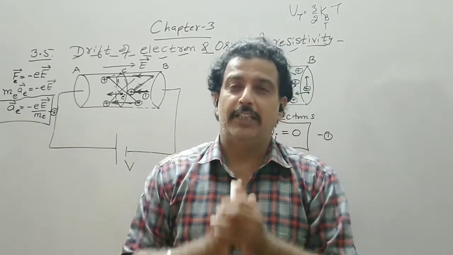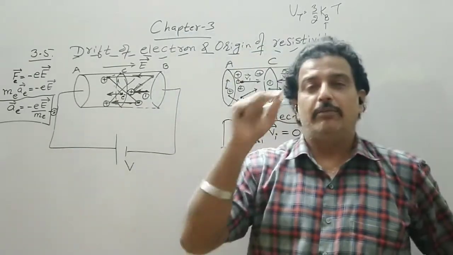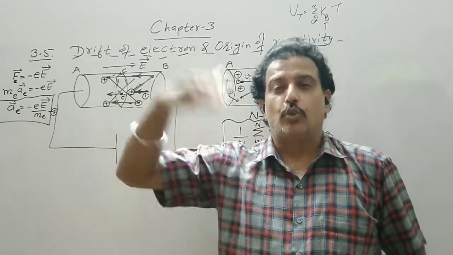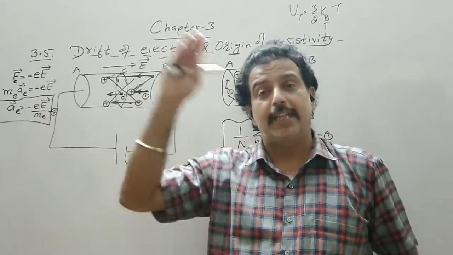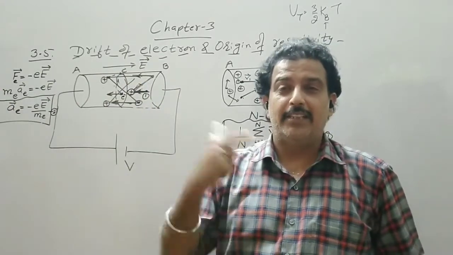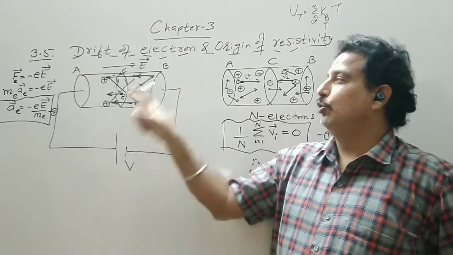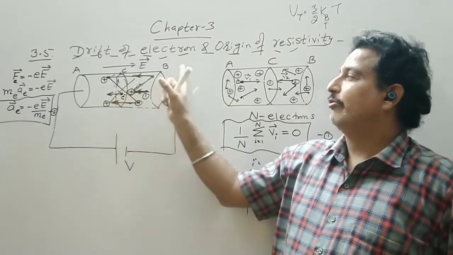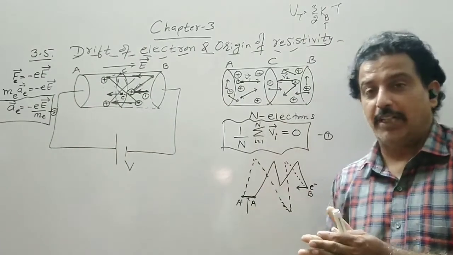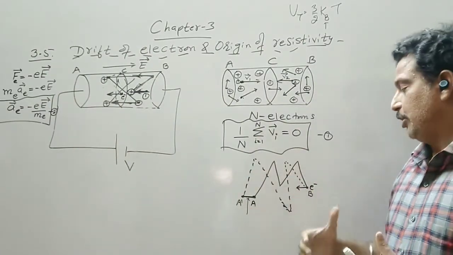Then they collide with the ions which are oscillating about their mean position. Their velocity or speed tends to zero. They are thrown in a random direction. Again they accelerate and move towards the cross section A only. And like this they keep on colliding, and they will continue their path or motion from one end to the other.